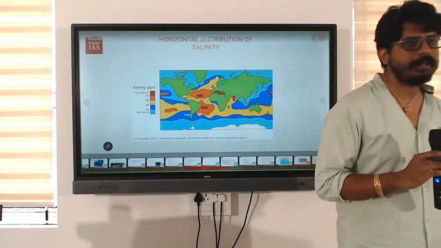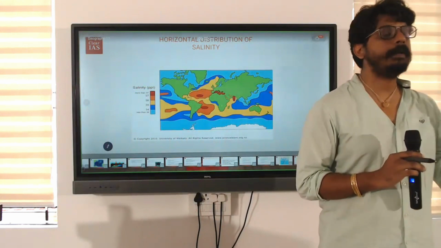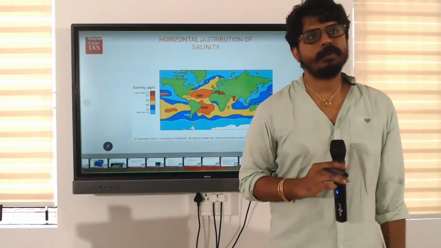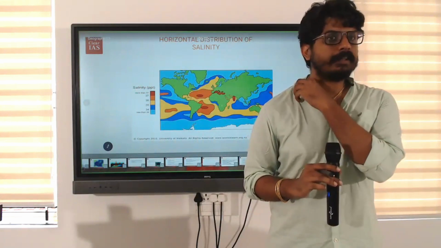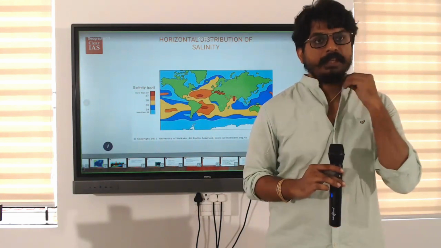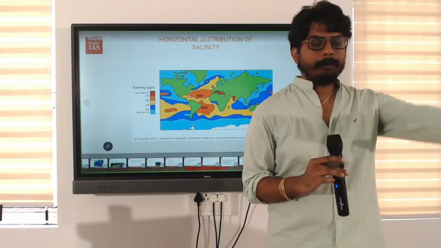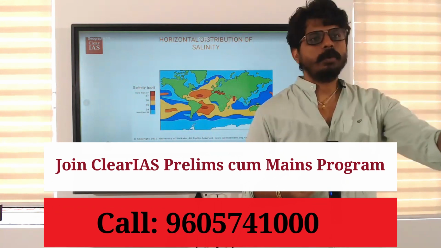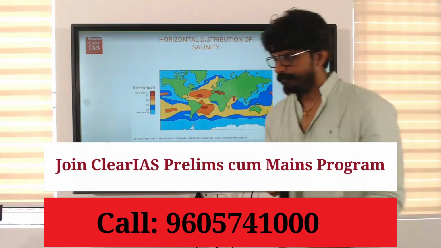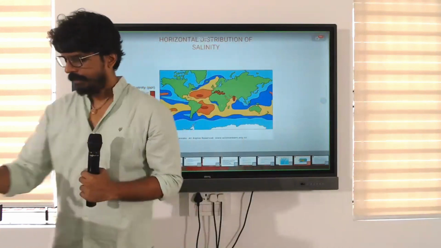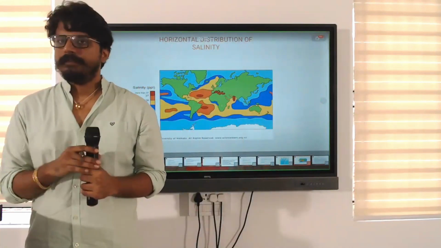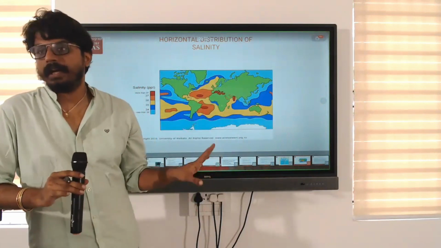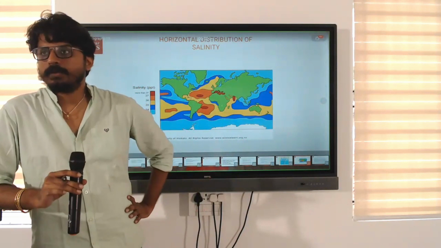There temperature is high, yes or no? High evaporation and very low rainfall. So these are the three factors why 20 to 40 degree has the highest salinity. Okay, temperature is very high, evaporation is very high, and very low rainfall. Simple, powerful. So we have studied salinity, we have studied vertical and horizontal salinity. So this question was directly asked. This question was asked in mains 2017.